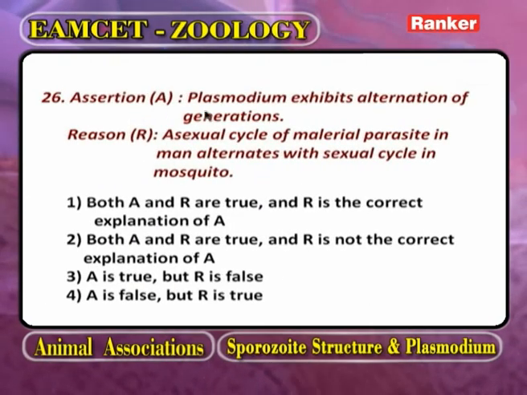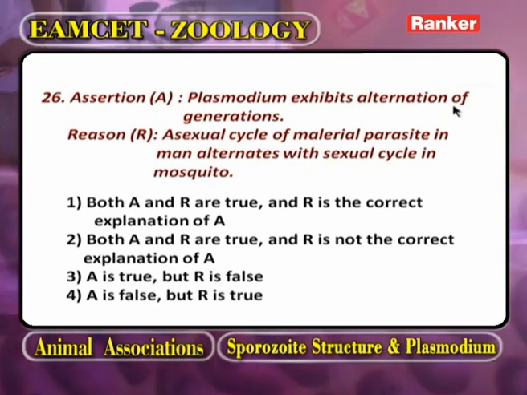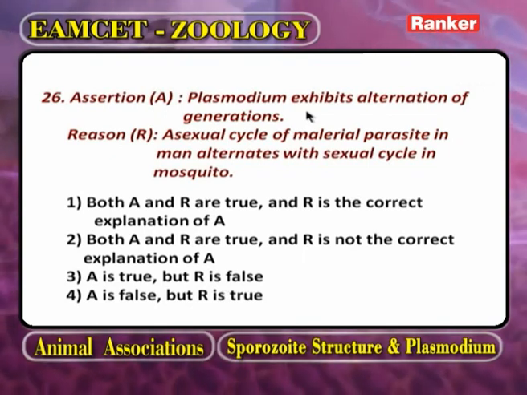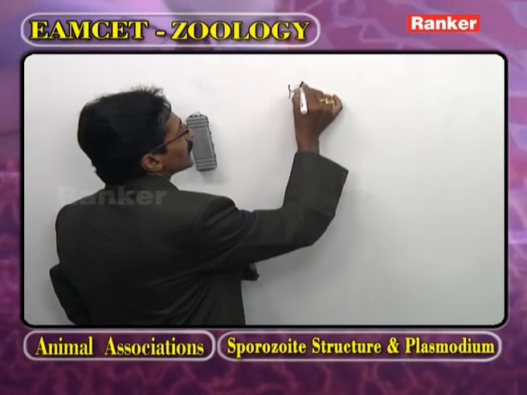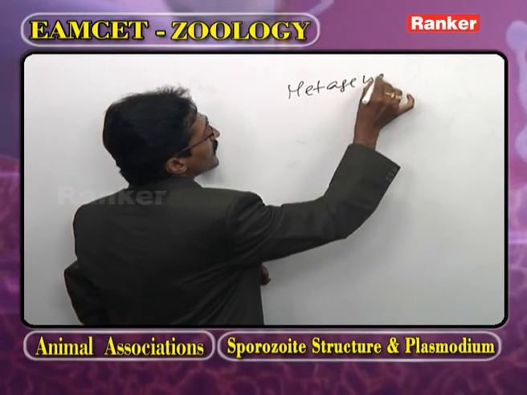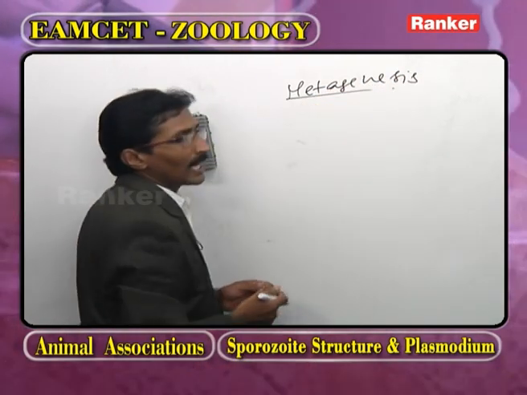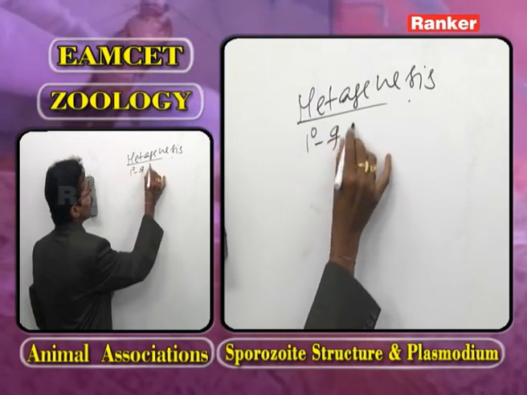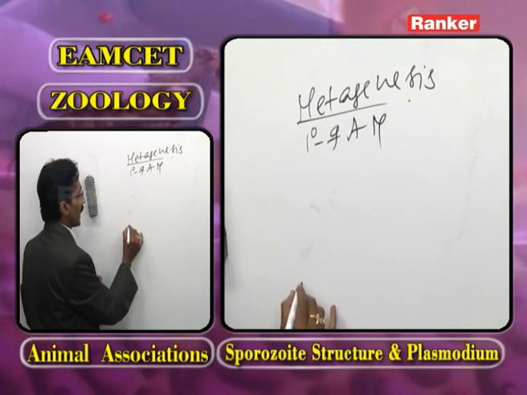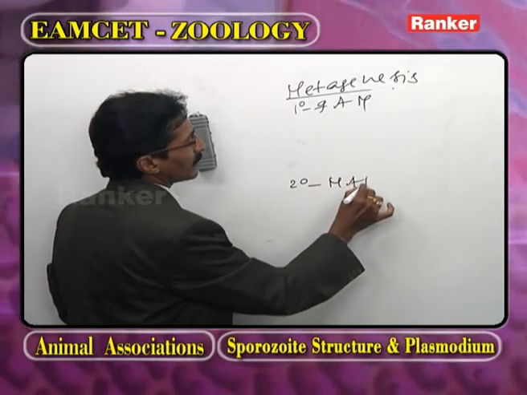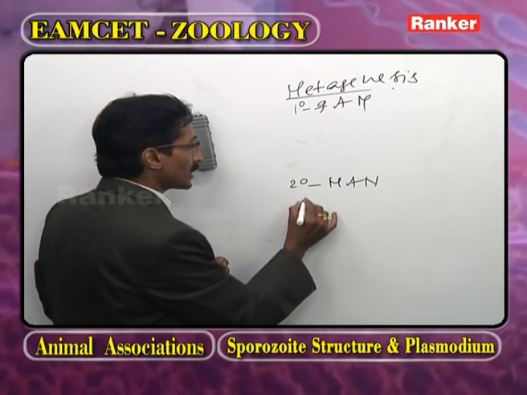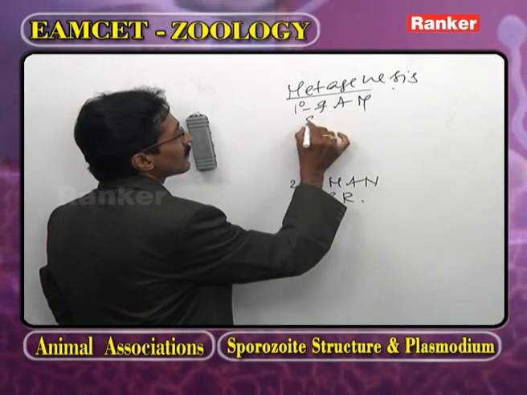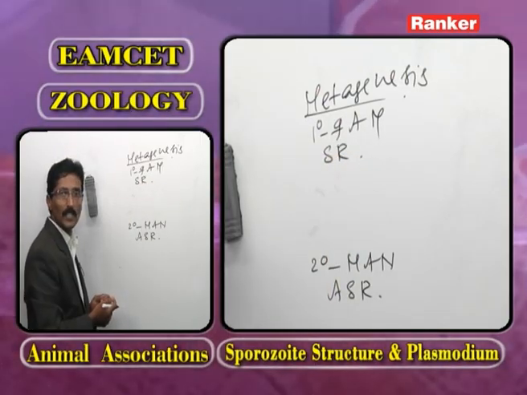Assertion: Plasmodium exhibits alternation of generations. What is the other name of alternation of generations? That is metagenesis. Now, as we observe the life history of Plasmodium, one host is the female Anopheles mosquito, and the secondary host is man. In the human body, Plasmodium completes the asexual cycle. In the female Anopheles mosquito body, it completes the sexual cycle.